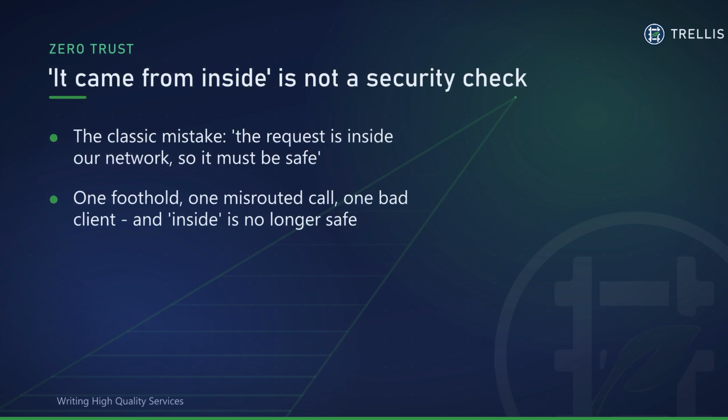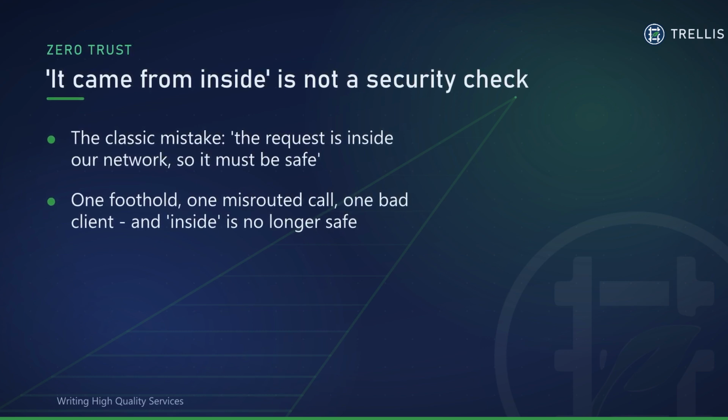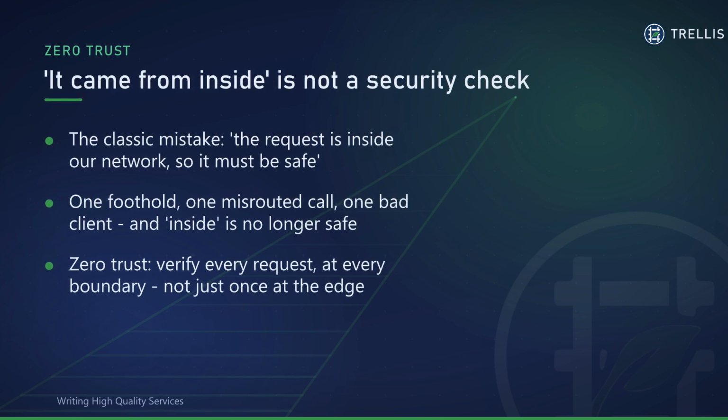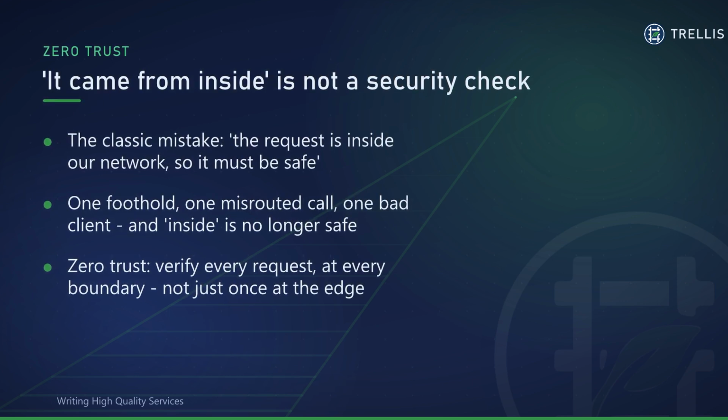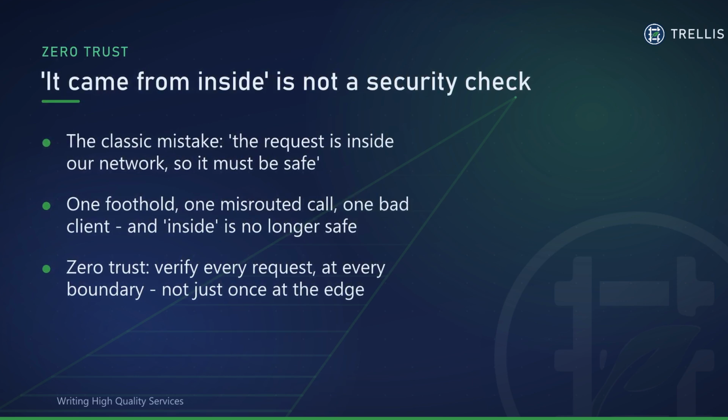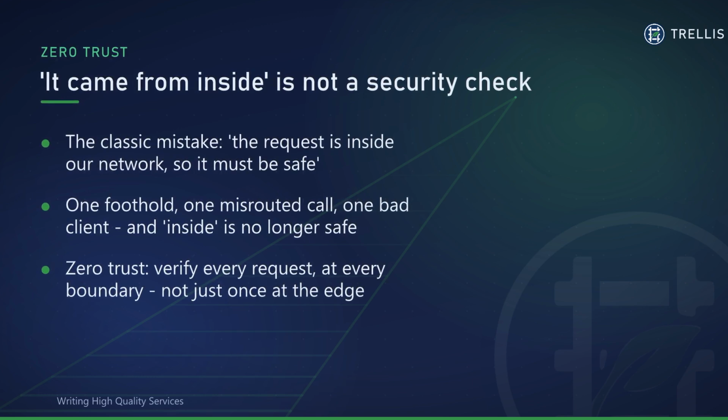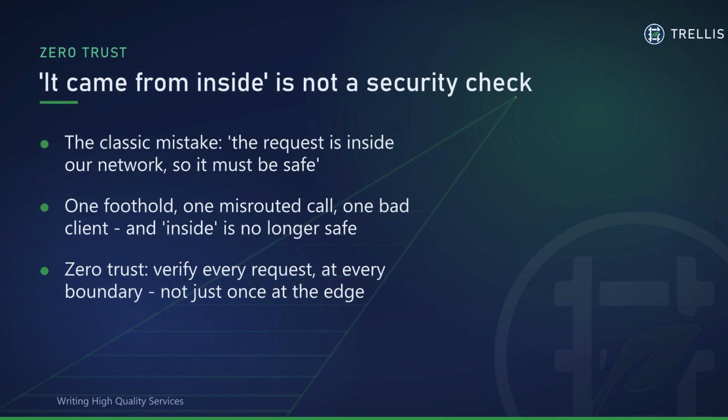This is the whole idea behind zero trust. Never trust, always verify. Being on the right side of the firewall is not an identity. So every service verifies every request, at every boundary, not just once at the edge and then blindly trusting everything behind it. Perimeter security is a wall. You still lock the doors inside.